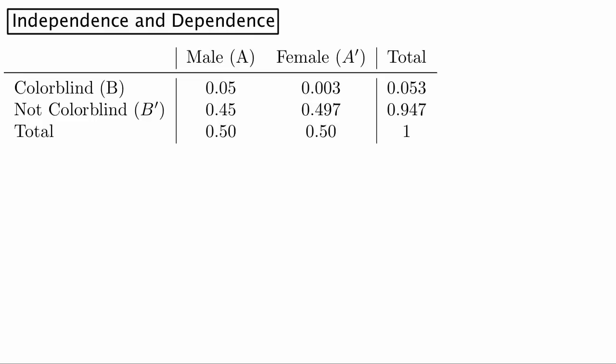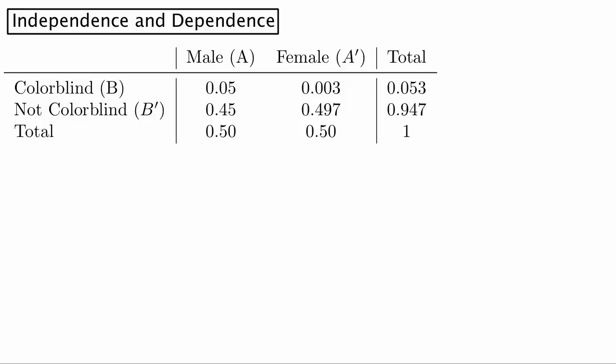Welcome to this Mathcast. In this episode, we're going to be looking at independence versus dependence. This is a very important idea in probability. It's basically the idea of whether two events, A and B, affect each other. To help us out with this idea, we're going to be looking at a table of data.